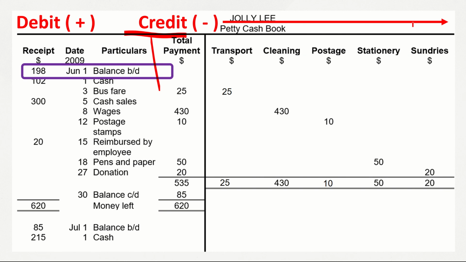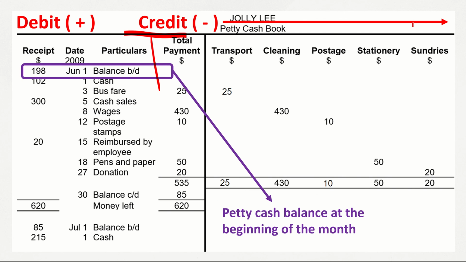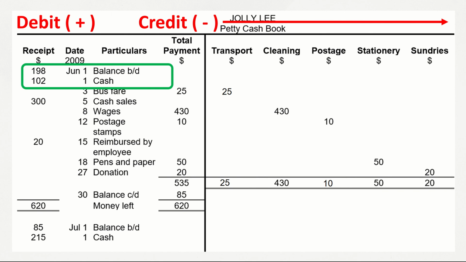The balance brought down, that is the amount of petty cash balance that you have at the beginning of the month. Now you also see that immediately after 1st of June, there is a receipt, a debit plus of $102, and it says cash. So what does it mean? It means that money is coming into the petty cash book. Where did it come from? It came from your cash in hand account. How much of it? $102 came in from the cash in hand account.